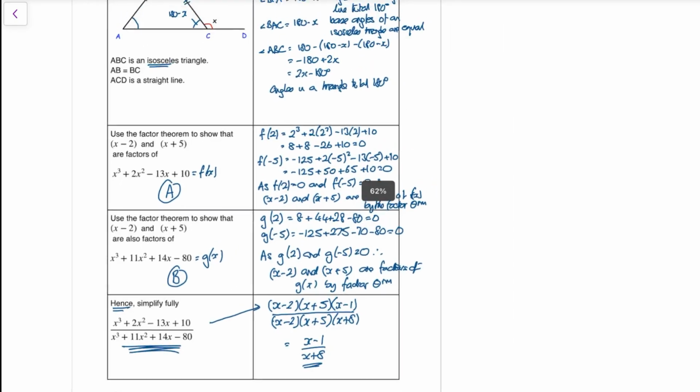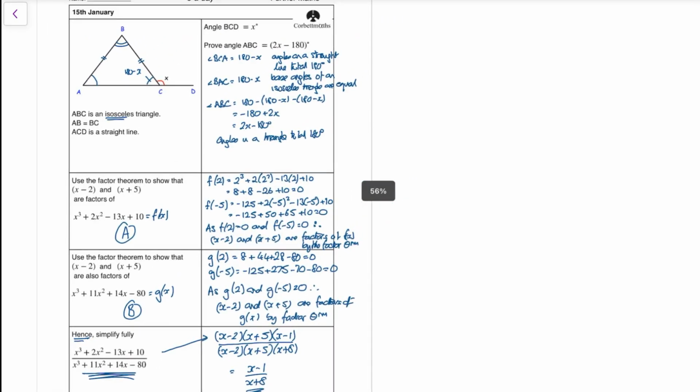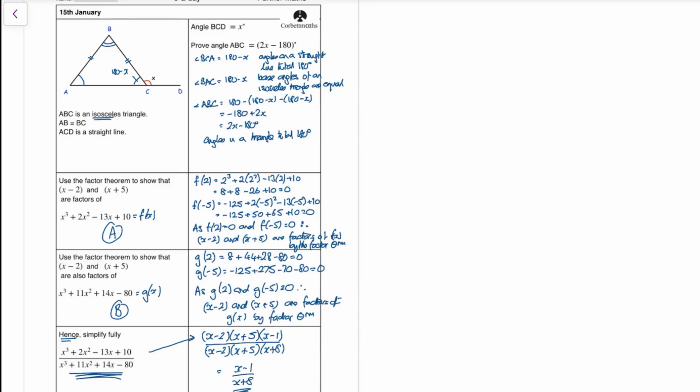A lot of writing today, so I apologise because my writing is definitely not the neatest, but as long as you've got the idea of the sort of things you need to show to get full marks in the exam.